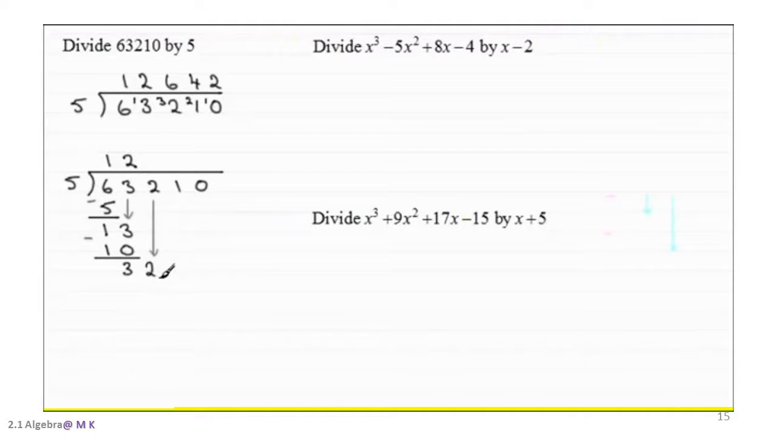Now you might like to pause the video at this point and just carry on with this question. So I'll give you a moment then just to do that. When you come back, you can check your work solution against mine.